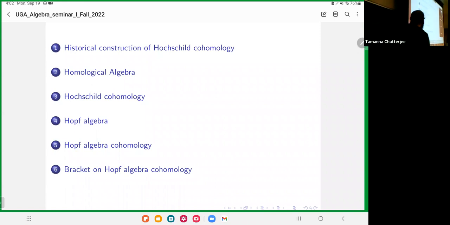I will give some further construction of Hochschild cohomology, and then some basic definitions of homological algebra. And then I will introduce Hochschild cohomology, and then Hopf algebra. And lastly, I will give Hopf algebra cohomology, and at the end, I will try to construct a graphical structure on Hopf algebra cohomology.